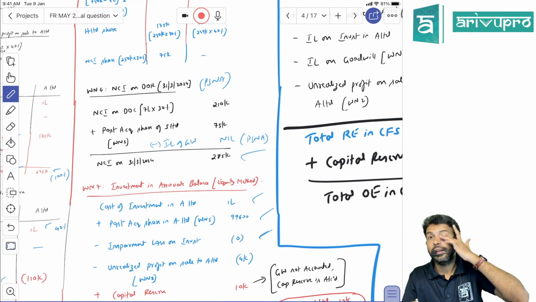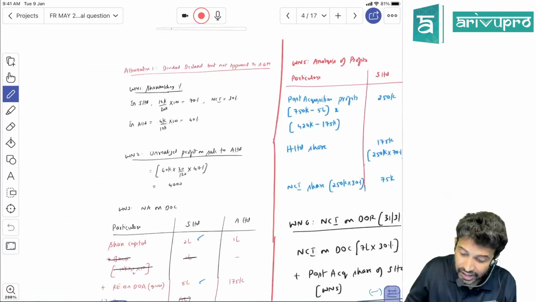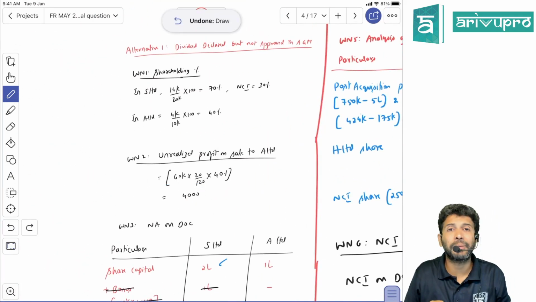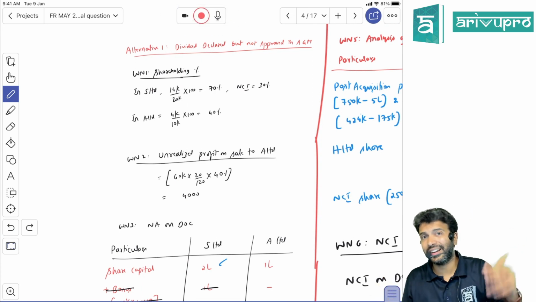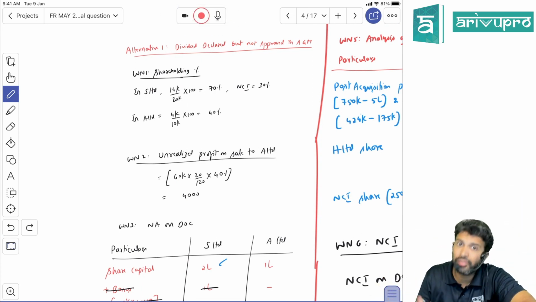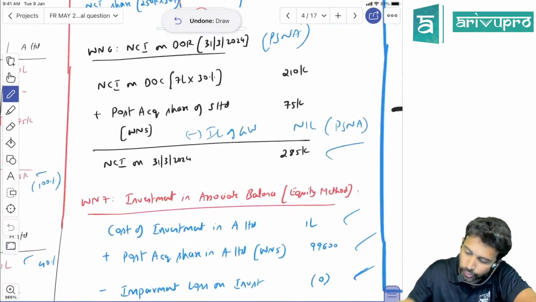Then, has the parent company sold goods to the associate company? Yes. Was there any unrealized profit? Yes. What is the journal entry? We already wrote the entry: retained earnings of parent account debit, investment in associate credit. Due to this adjustment, the investment balance will reduce, so minus 4,000 you have to do.